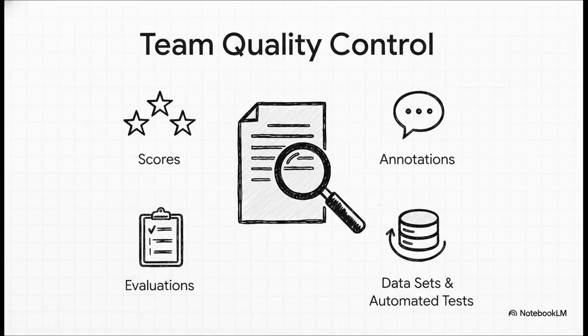So how does a team really work together on quality? Well, Langfuse has a bunch of tools for this. You can add your own custom scores for things like accuracy or maybe tone. You can leave detailed comments and annotations. You can even set up proper review queues for human-in-the-loop feedback and build out datasets to run tests against.